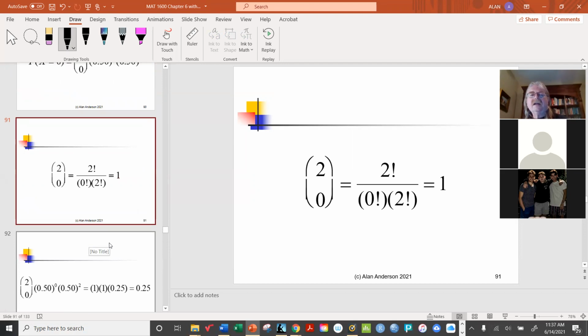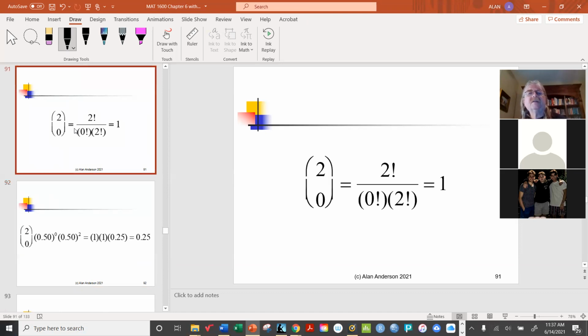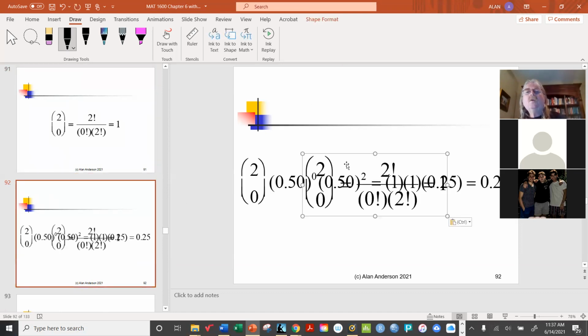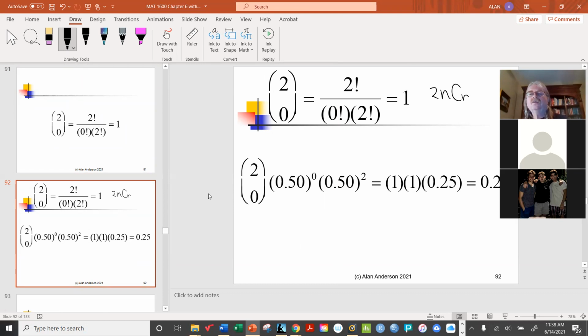So this is 1, we just figured that out. Let me copy this on here so you can see it. You can do this with the formula, or you can go to your calculator and use the NCR function. You can use 2 NCR 0 on your calculator and you'll get 1.